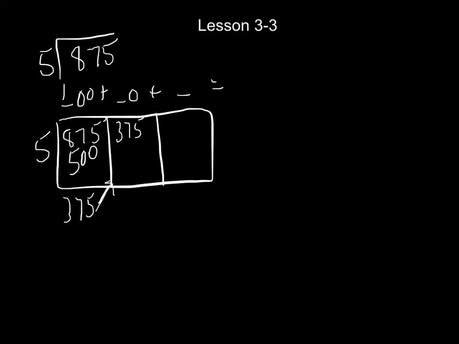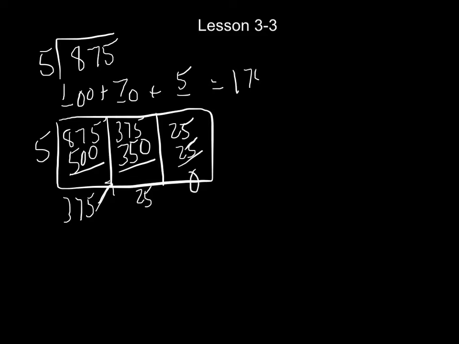Okay, how many tens of 5 can go in there? Well, let's see. 1 ten is 50, 2 tens is 100, 4 tens is 200, 6 tens is 300, 7 tens is 350, 8 tens is 400. Once you get to 8 tens, you realize you're over. So you go back down to 7 tens, which gives 350, with 25 left after you subtract. 5 goes into 25 5 times. That's easy. Gives me 0. I have no remainder. My answer is 175.